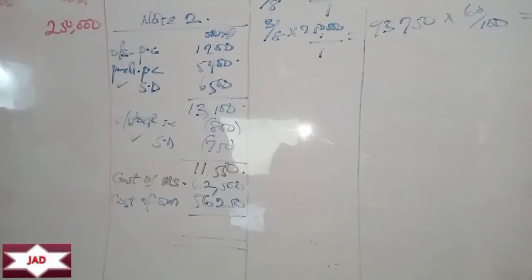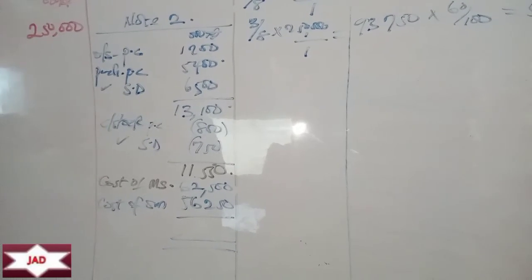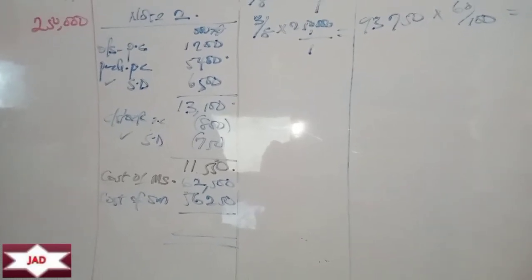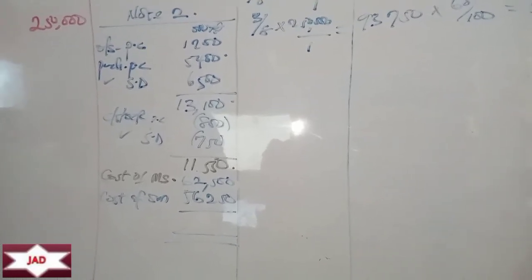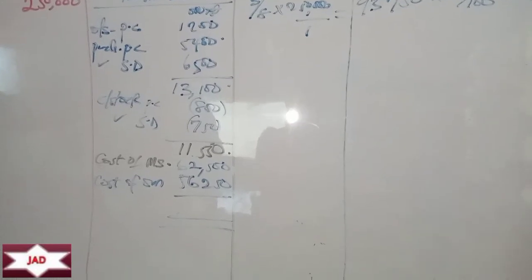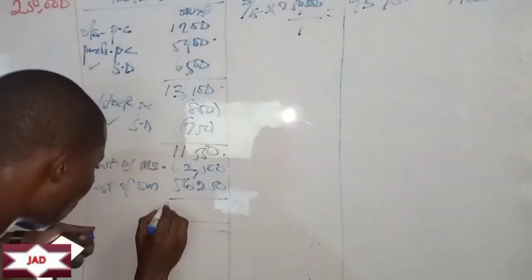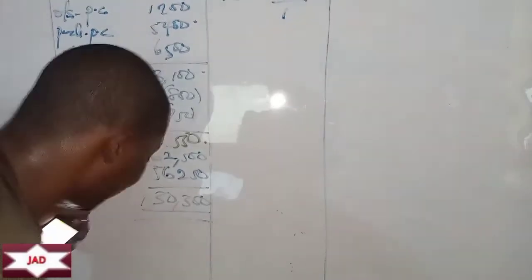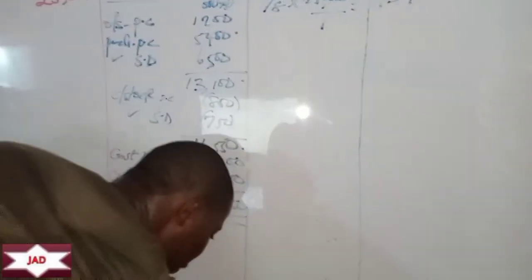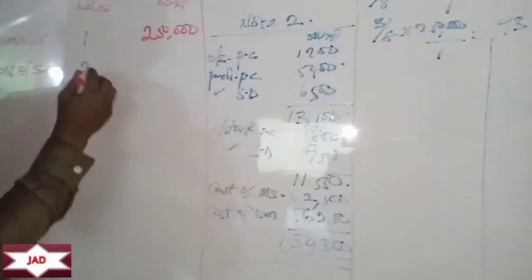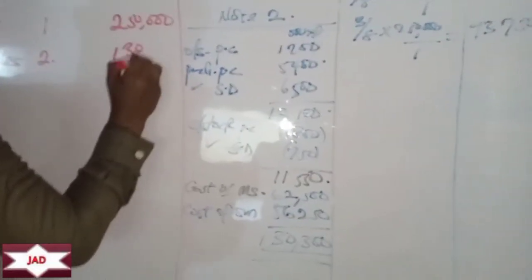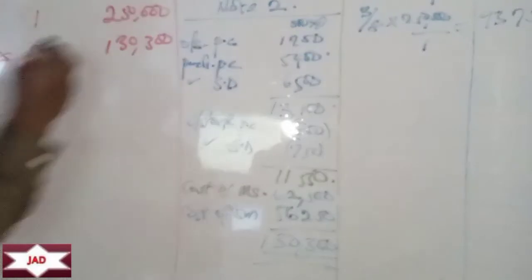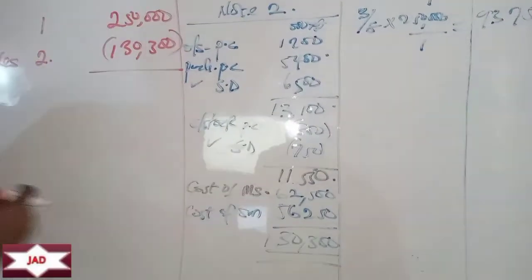So total cost of production now will be 56,250 plus 62,500 plus 11,550. So what do you have here? 130,300. So what do we say? Cost of production, or cost of sales, got 130,300. So if you take that out, what do we have?